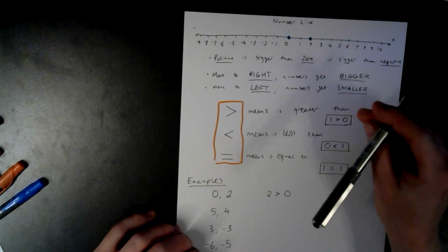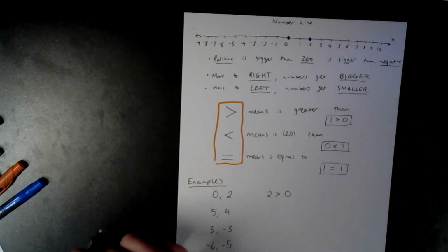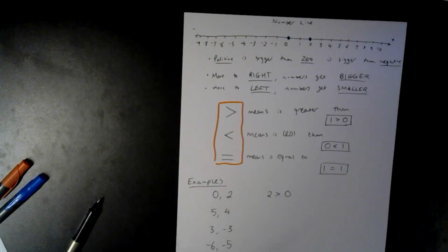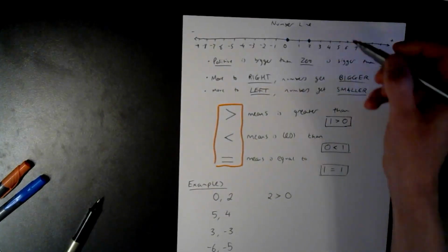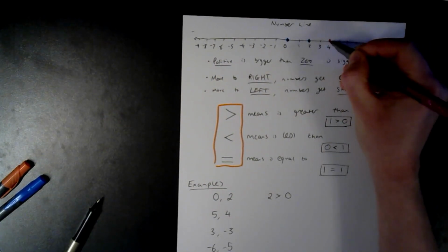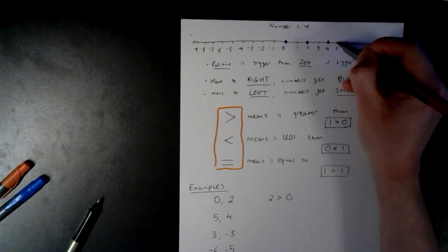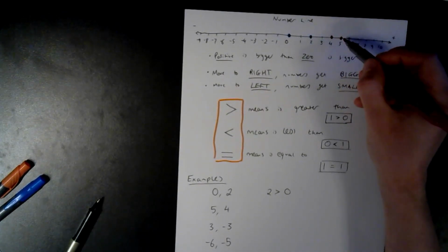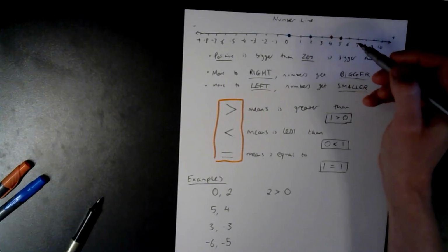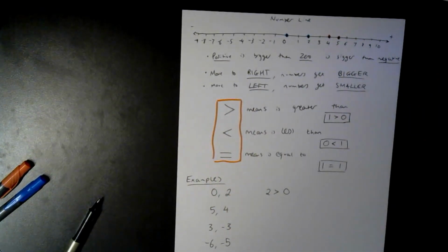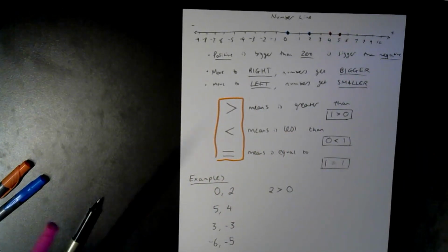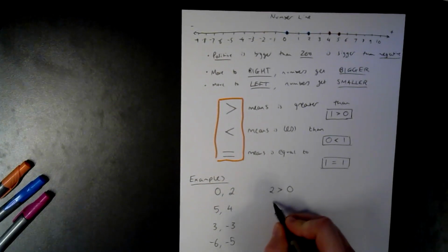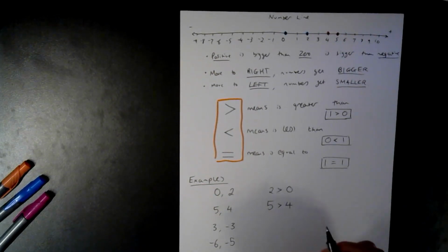Okay, I hope that's been enough time for you to have a go at it. So if we look at this second example, we've got the numbers 5 and 4. If we mark them on the number line, well, 4 is here and 5 is there. And because 5 is to the right of 4, or sort of more in that direction than that direction, then we can say that 5 is bigger than 4. So 5 is bigger than 4.